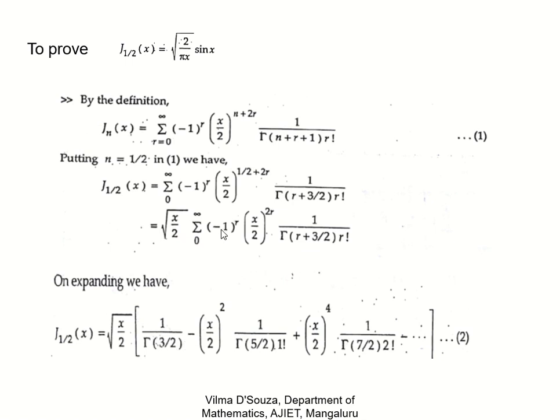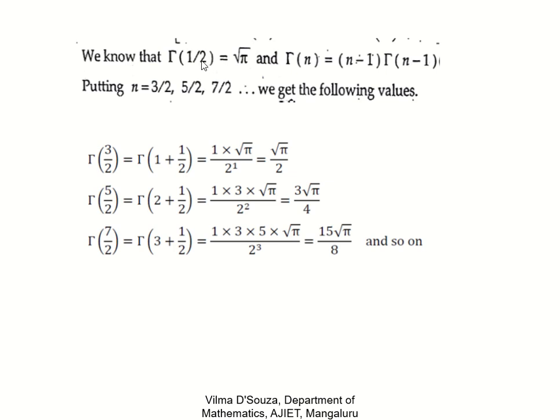Next, r equal to 1: minus x by 2 to the power 2, 1 by gamma 5 by 2 into 1 factorial, plus r is 2, so this is plus x by 2 to the power 4, 1 by 2 plus 3 by 2, that is gamma 7 by 2 into 2 factorial, and so on. Expand the term, go on substituting r equal to 0, r equal to 1, r equal to 2, and so on. Now, what is gamma half? You know already, which you studied in your previous semester.